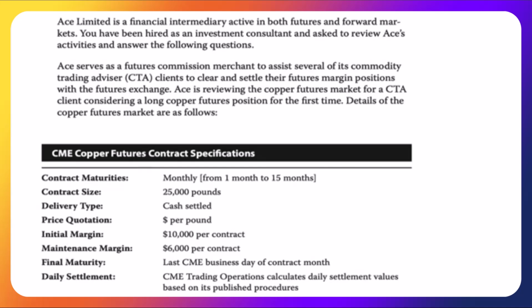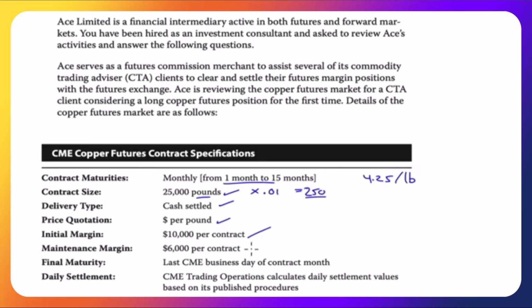Contract maturities: you have monthly, 1 month out to 15. Each contract is for 25,000 pounds of copper. The contract is cash settled. The price quotation is in dollars per pound. So if we're looking at the contract and we see 425, that's not 425 for the contract, that's 425 per pound. The contract is for 25,000 pounds. So if we multiply that by a penny, 0.01, we'll get $250. So this contract will gain and lose $250 for every penny move.